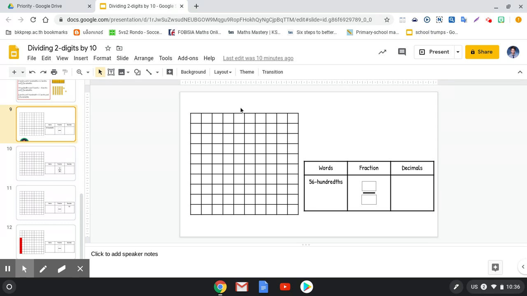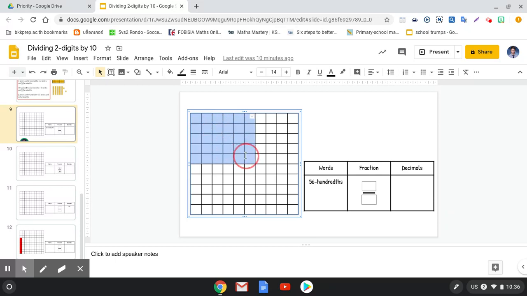So remember, tenths are like rows. So I'm going to do that first. I'm going to do 5 rows. So 1, 2, 3, 4, 5. So that's 5 rows. That's 5 tenths. Let me colour that in.